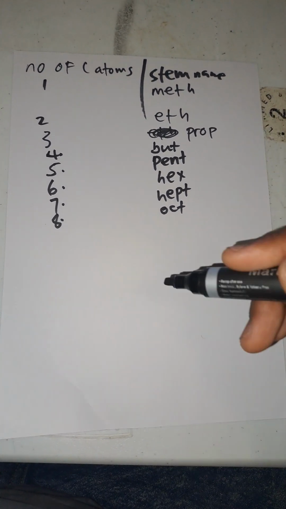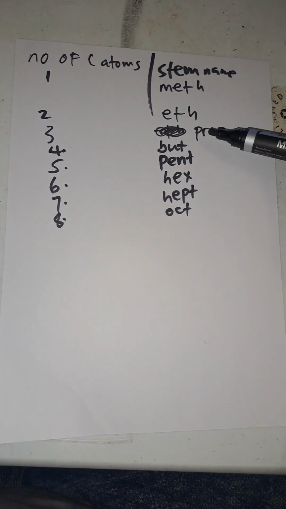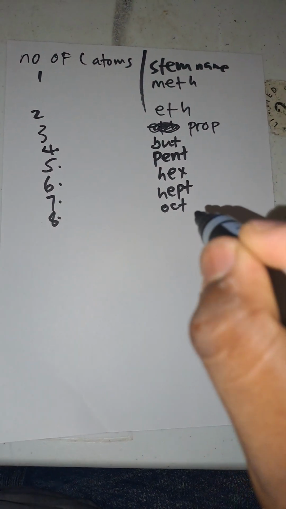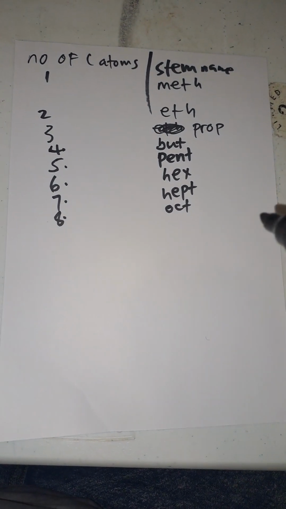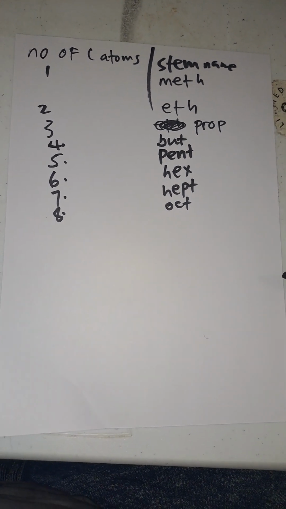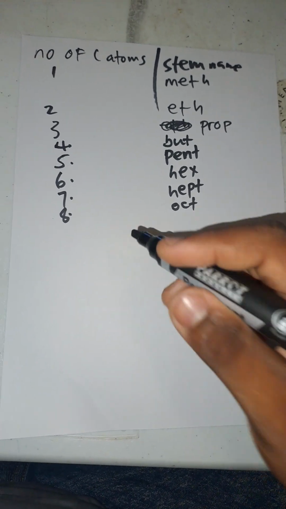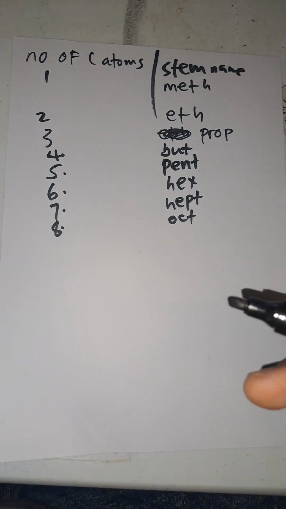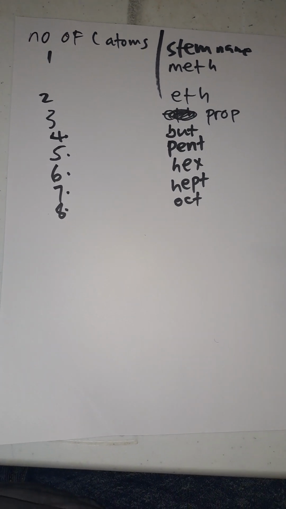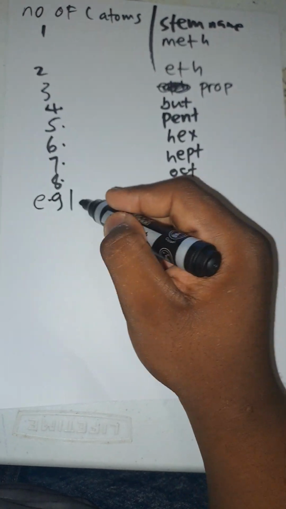This is what you have to know, guys. These are the only stem names. But there's something else you'll have to know. Each and every hydrocarbon and other members of the homologous series have their own suffix, which means their own ending. You'll know more as I upload more videos about each homologous series. For example, alkane.